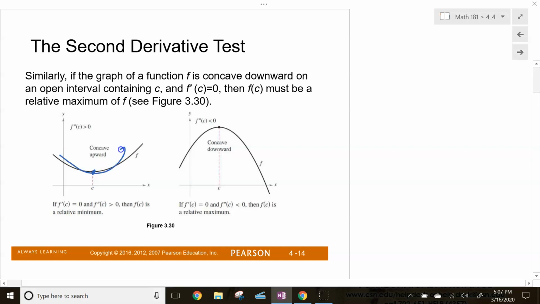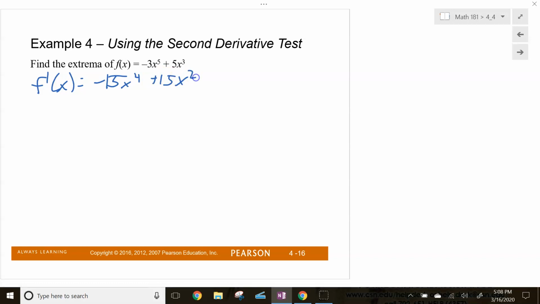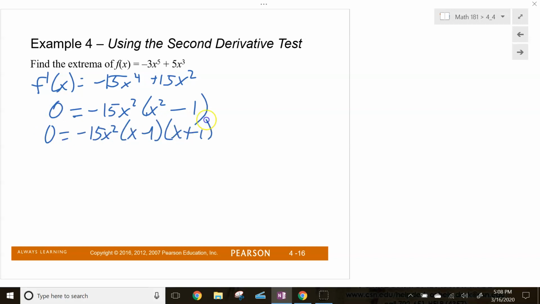Okay, but that's what that's talking about. If you get a critical point, it's concave up right there, you're going to have a local min. If you have another critical point, it's concave down, you're going to have a local max. All right, let's go ahead and find some extrema for this one here. So f prime, we've got -15x to the 4th plus 15x squared. Let's take a -15x squared out. So we have x squared minus 1. Set that equal to 0. Factors, so we got 0, we got 1, we got -1.